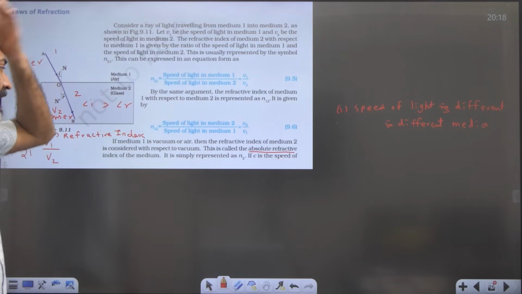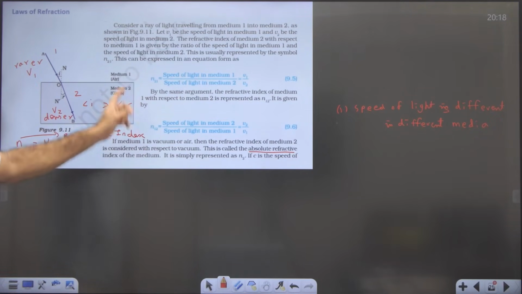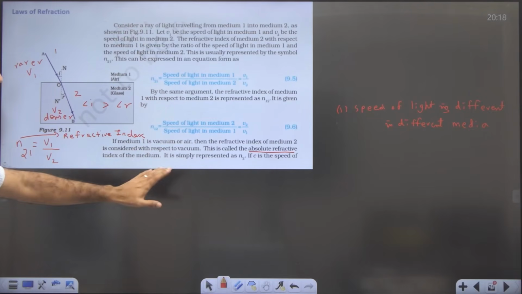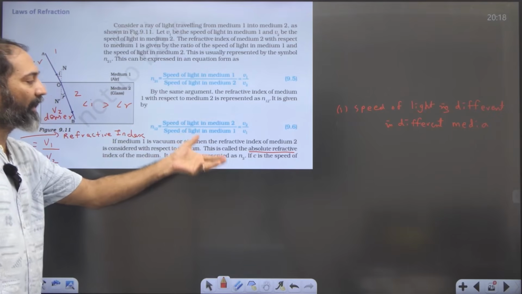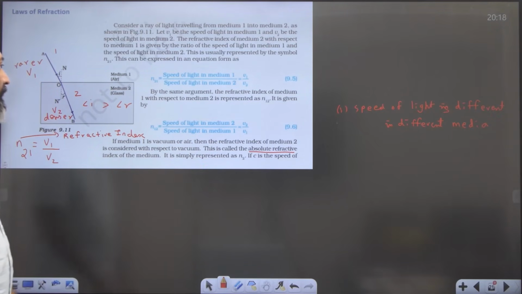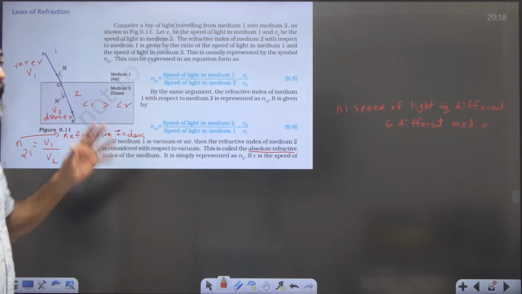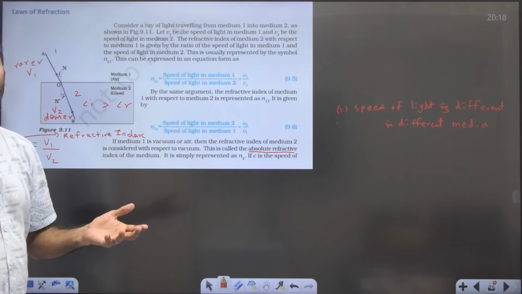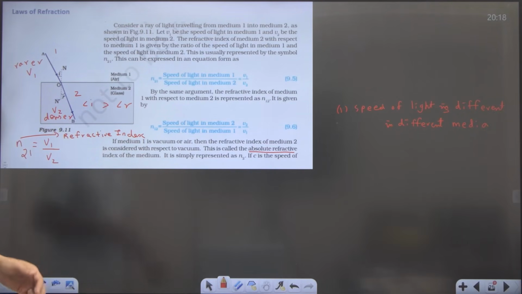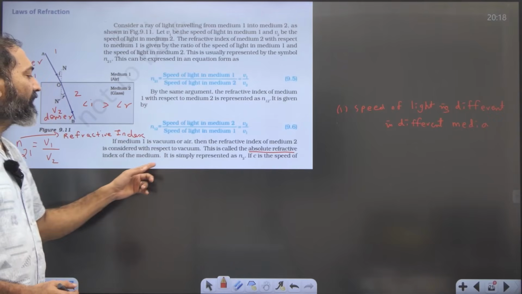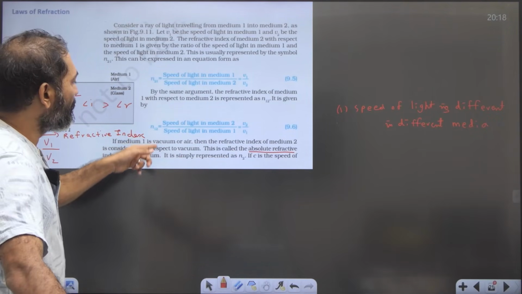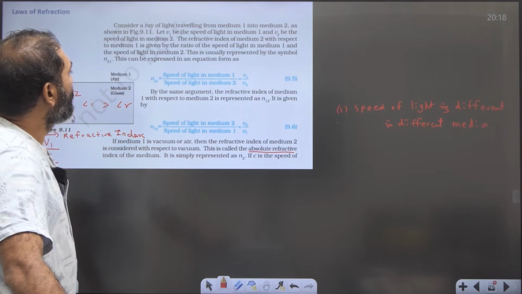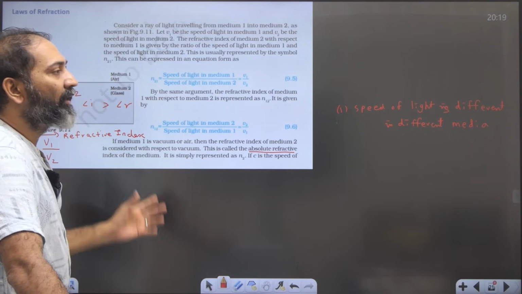So when the first medium is air, we call the refractive index of the second medium the absolute refractive index, or it is simply represented by N2. So remember what is refractive index?